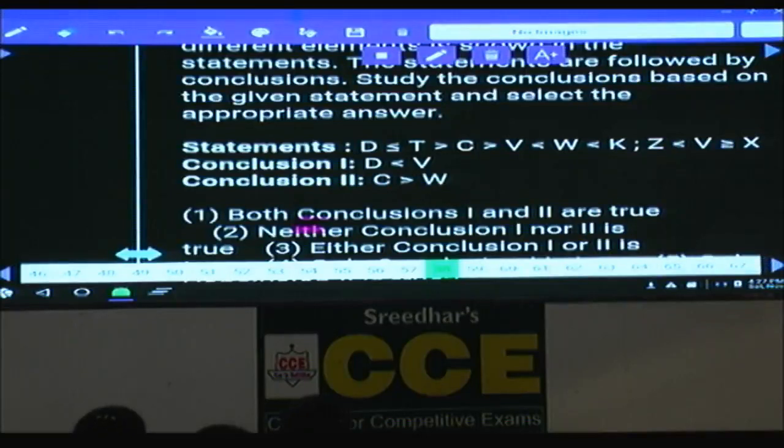Then 58. Now in this 58, between D and V, there is one lesser than and one greater than, two opposite symbols, so it is ruled out. And C and W: between C and W also one greater than, one lesser than, two opposite symbols, so neither one is true. It is choice 2. As 58, it is choice 2.